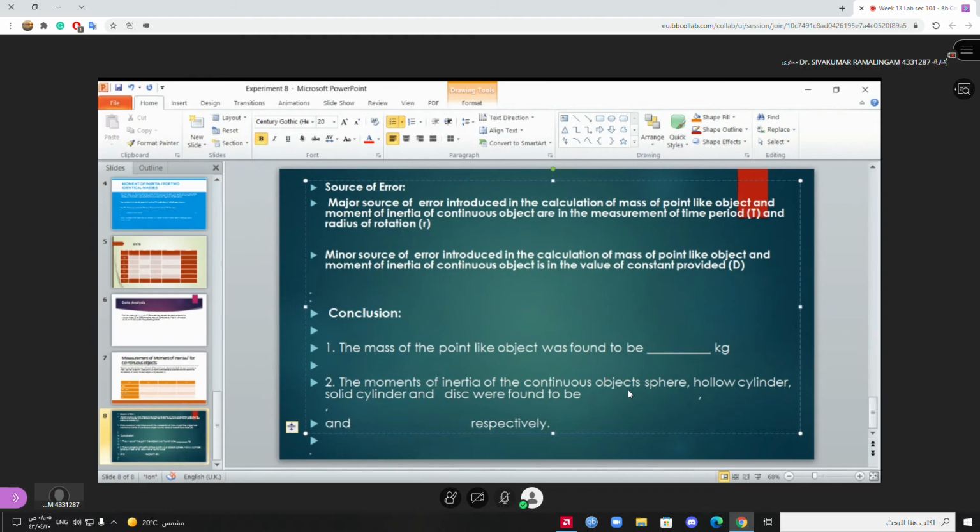Coming to the conclusion, the mass of the point-like object was found to be how much? The m you got in your experiment. Write the m value here. And the next one, the moment of inertia of the continuous objects, sphere, hollow cylinder, solid cylinder, and disk, was found to be. Here you write the moment of inertia for the sphere first, then hollow cylinder, then solid cylinder, and the disk. Write this in the order indicated in the conclusion.